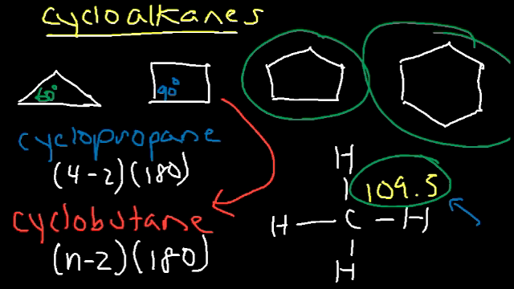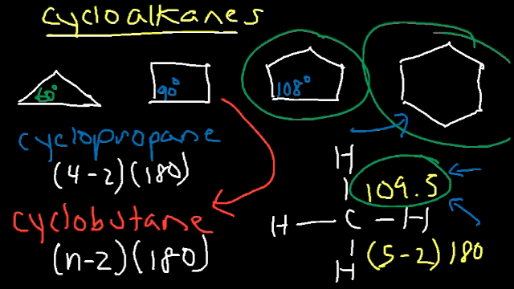Now for cyclopentane, the sum of the interior angles is going to be 5 minus 2 times 180, since cyclopentane has 5 sides. Now 5 minus 2 is 3. 3 times 180 is 540. If you divide 540 by 5, the interior angle is about 108, which is very close to the ideal angle of 109.5. So cyclopentane has a small amount of ring strain or angle strain, but not much, so it's fairly stable. The chair conformation of cyclohexane has 0 ring strain. Cyclohexane is one of the most stable of the cycloalkanes.